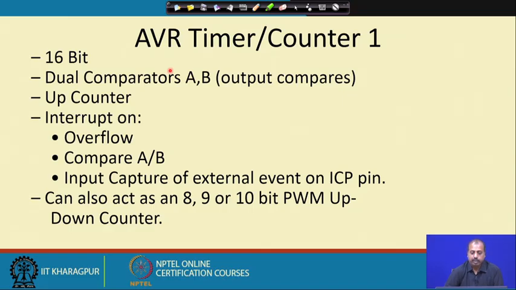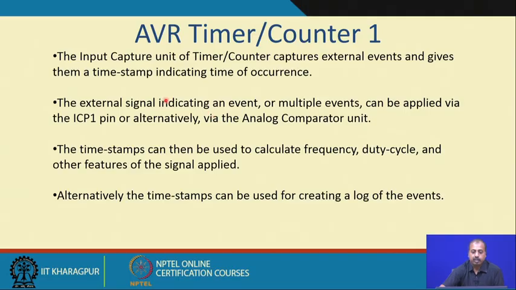Through the ICP pin you can capture these external events and accordingly load it. It can also provide pulse width modulation facilities: 8, 9 or 10 bit pulse width modulation with an up-down counter. So this AVR counter 1 can also be used in PWM mode. We will see that slowly.